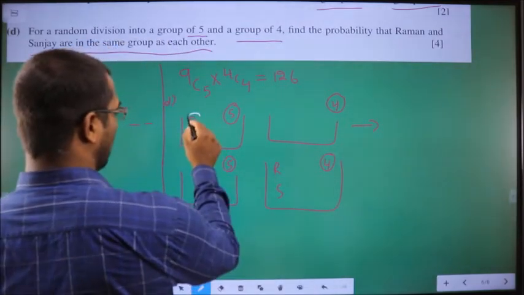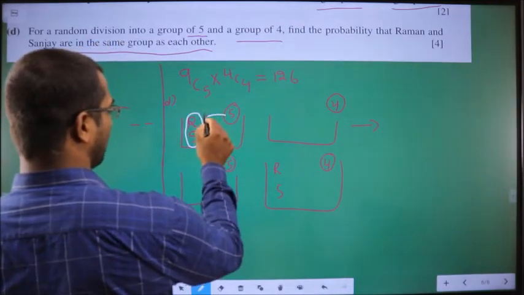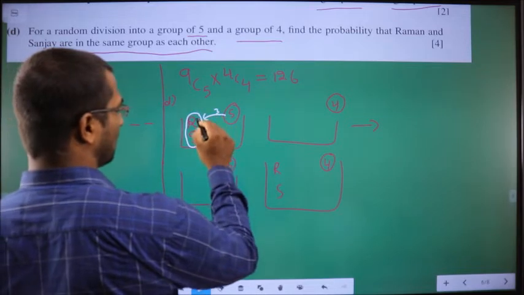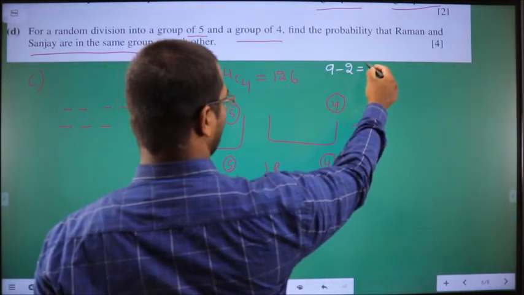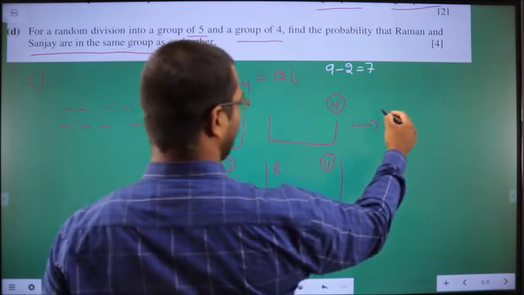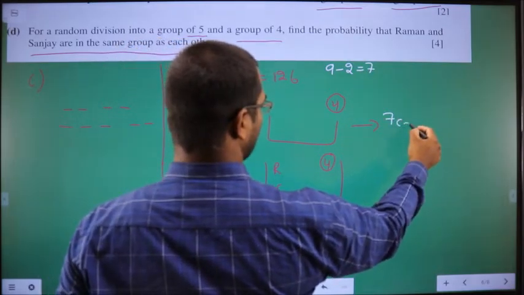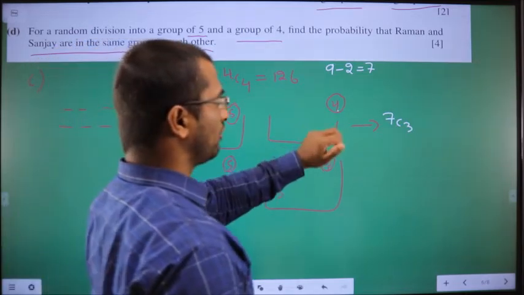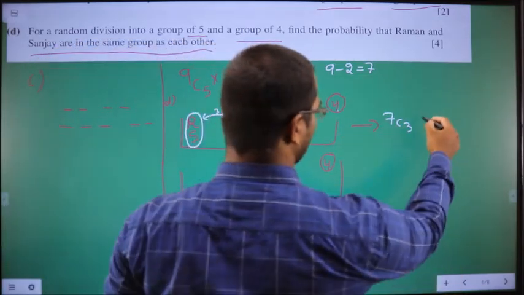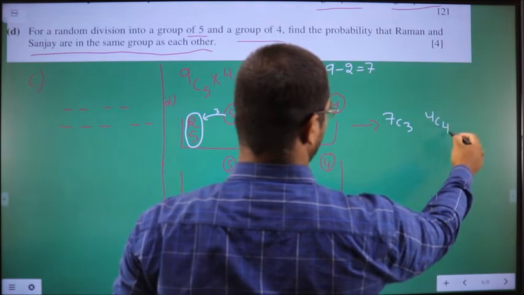Here 2 are already selected from 5. I need 3 more. From the 9, Ramana and Sanjay are gone, so left out is 7. From 7, I need 3, so 7C3. And in this group, I need 4. From 7, 3 are gone, so 4C4 will be in the second group.